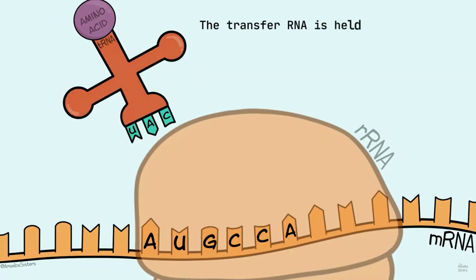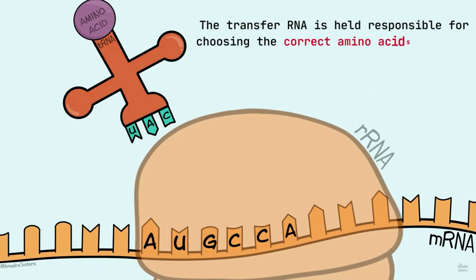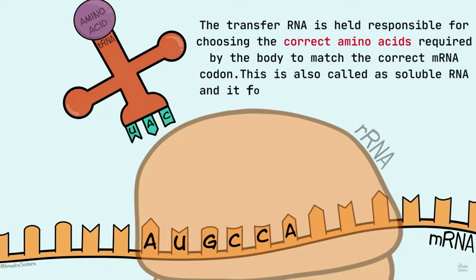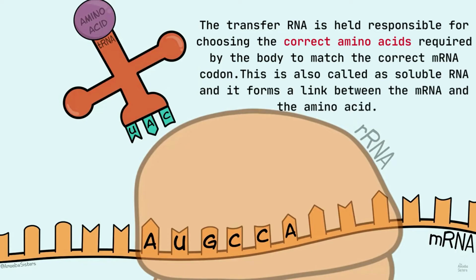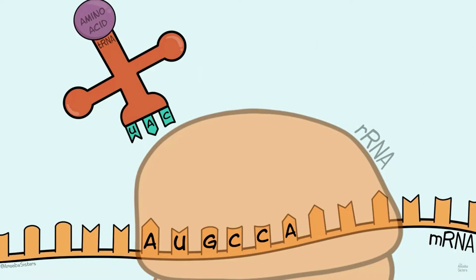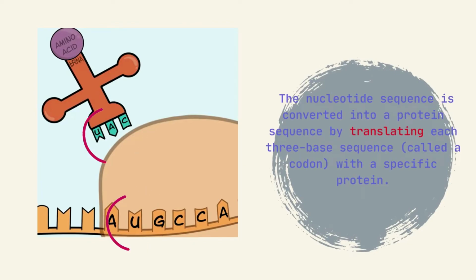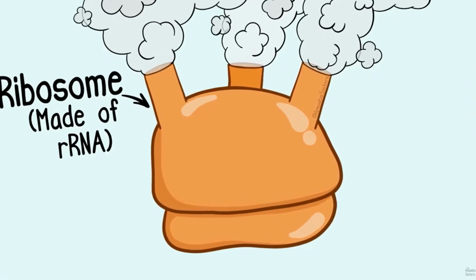The transfer RNA is responsible for carrying the correct amino acids required by the body to match the correct mRNA codon. This is also known as soluble RNA, and it forms a link between mRNA and the amino acid. The nucleotide sequence is converted into a protein sequence by translating each 3 base sequence, known as a codon, with a specific protein.